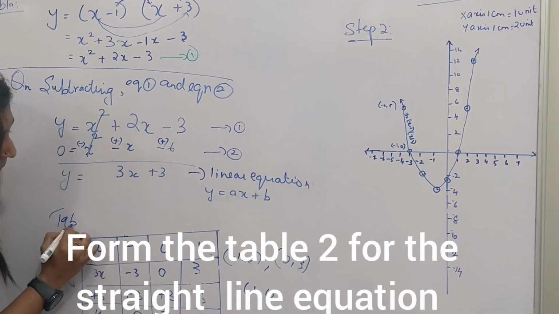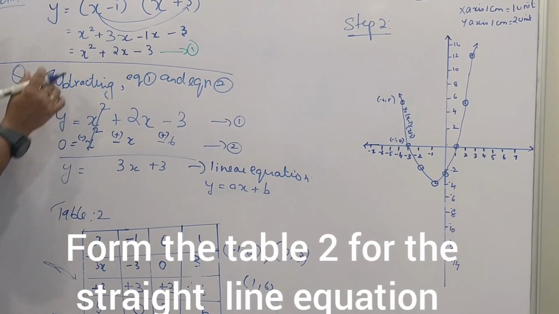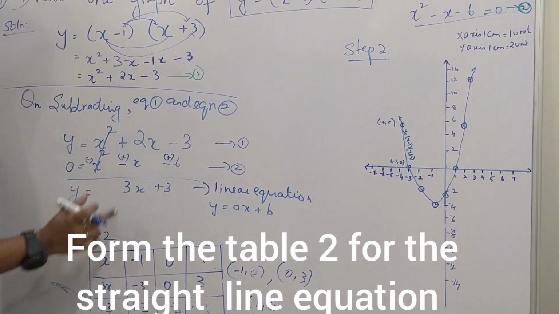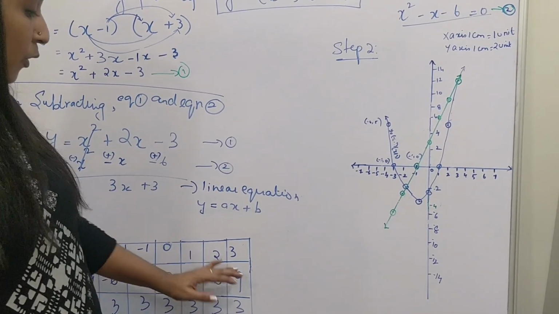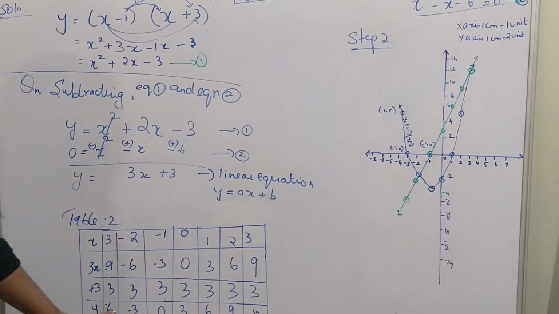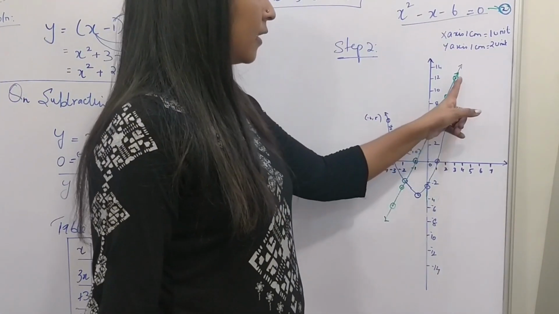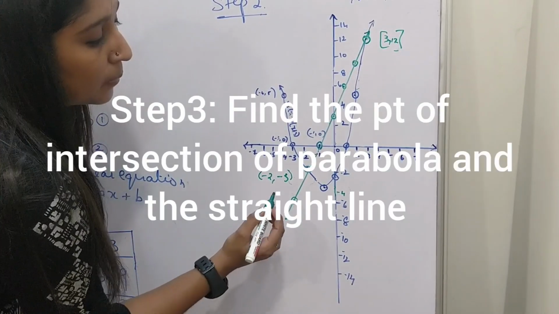So this becomes table 2. For the parabola we had table 1. Now this will become table 2. Minus 3, minus 2, minus 1, 0, 1, 2 and 3. You should take these set of points. When you draw the graph, you will get this straight line cutting the parabola at 2 points.